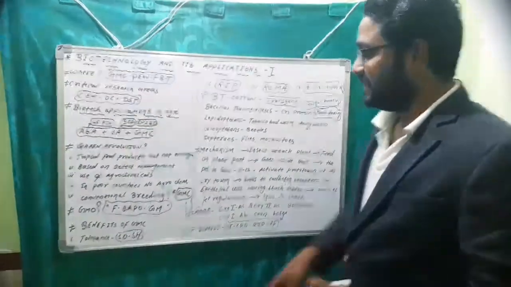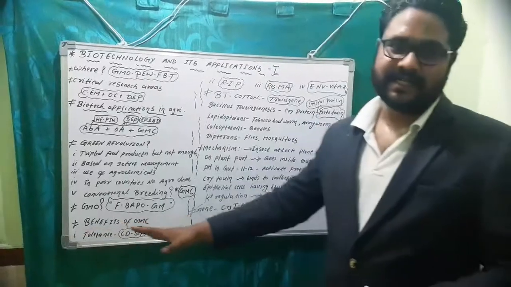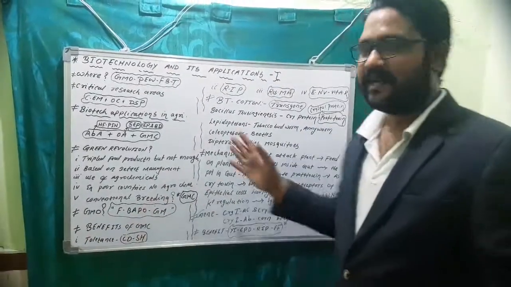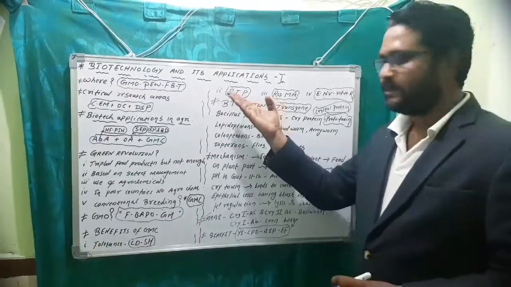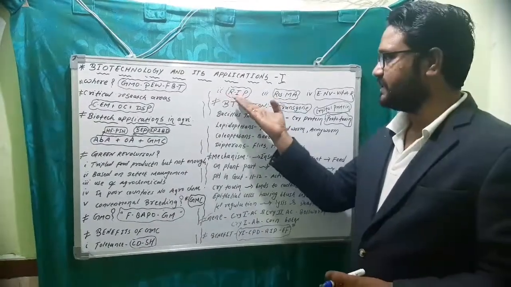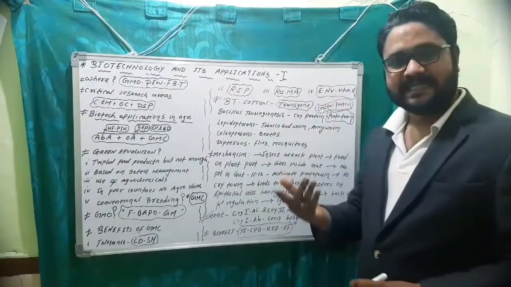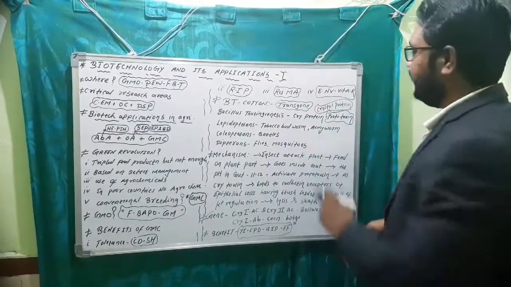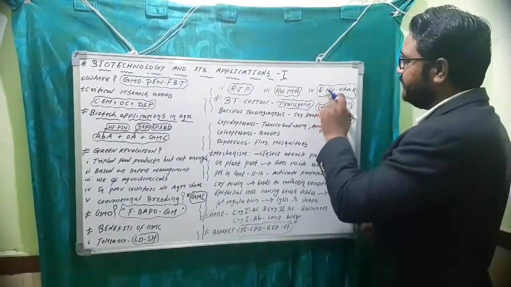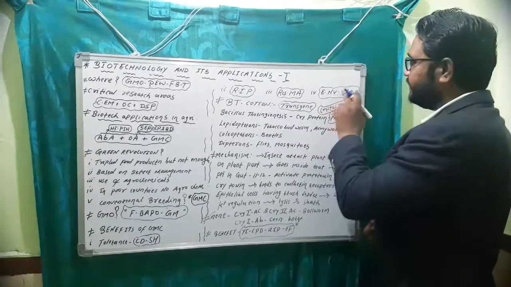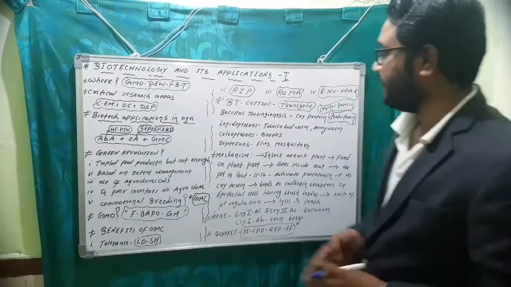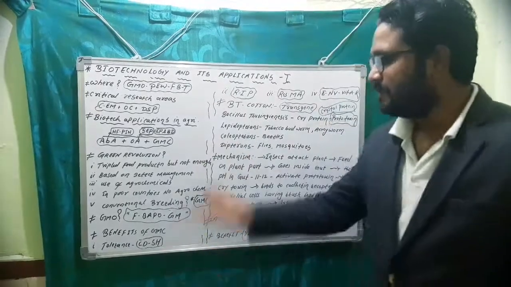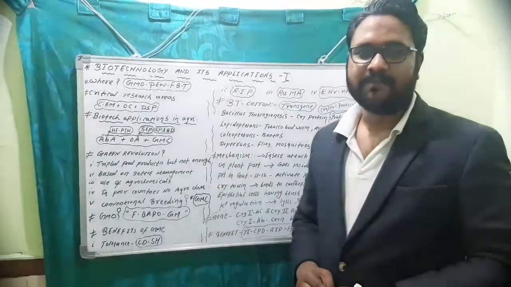Okay, so these are the benefits of genetically modified crops in agriculture, that is tolerance CDSH, then rest in peace REAP, that is reduced insecticide and pesticide, then resilience in mineral absorption, as well as enhancement in nutritional value. For example, vitamin A rich rice, that is golden rice. So in this way we can memorize the benefits of genetically modified crops.